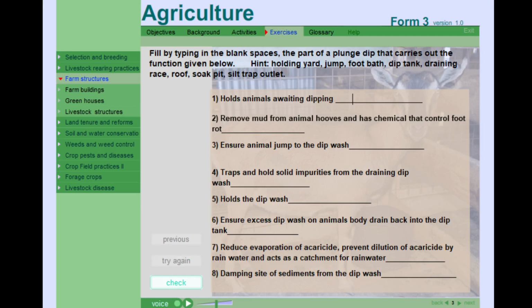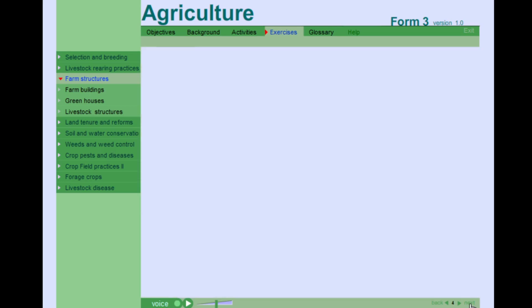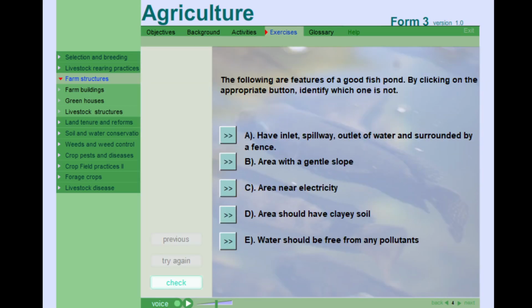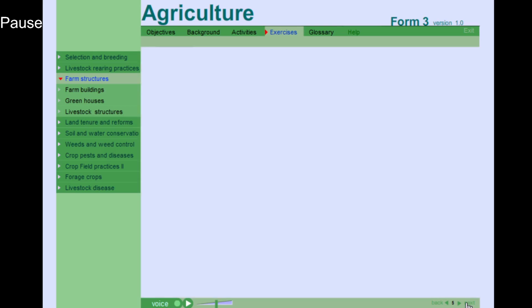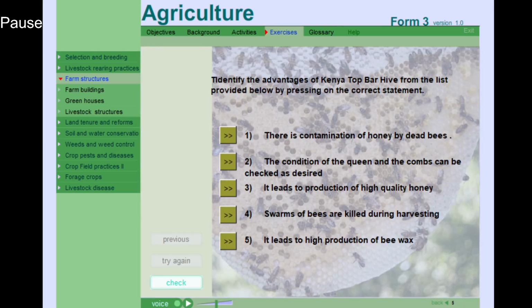Fill by typing in the blank spaces the part of a plunge dip that carries out the function given below. By drag and drop, match the statements given below in the box on the advantages and disadvantages of a plunge dip. Drag and drop the statements given below into the appropriate box.